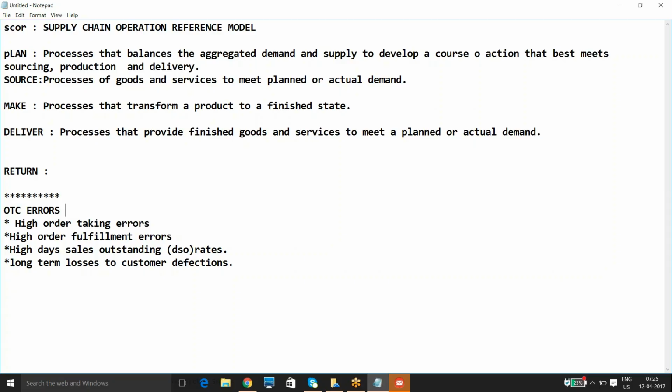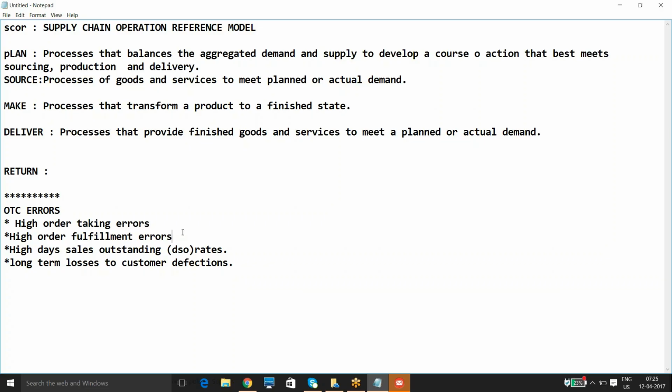High order fulfillment errors. So here in GATP, I'm going to discuss a few concepts where the overall concept speaks about how the production is happening, or how the overall mapping of production is happening with the order taken. There's also something called MAD, which I'm going to speak about, that is the material availability date.